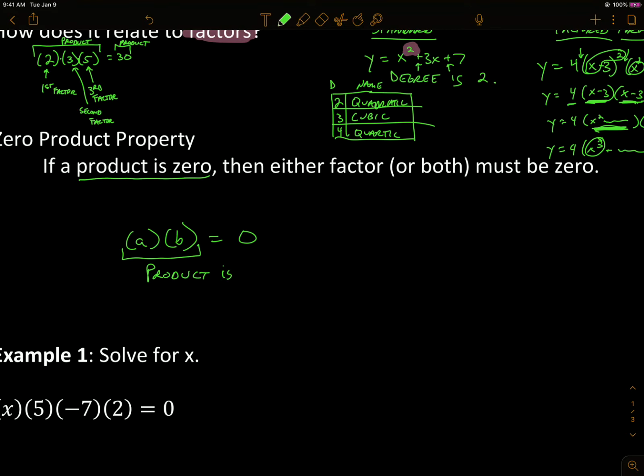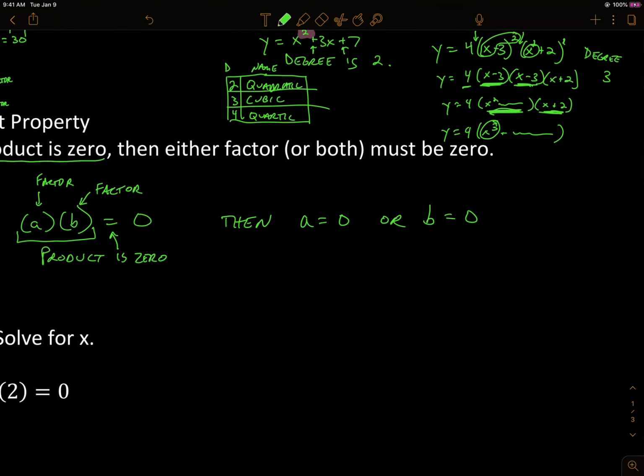And we say it equals 0. So if a product is 0, so if we have this going on, remember that these are called the factors because they're connected by multiplication. Then either factor must be 0. So if the product is 0, then A must be 0 or B must be 0. Or it could be both.